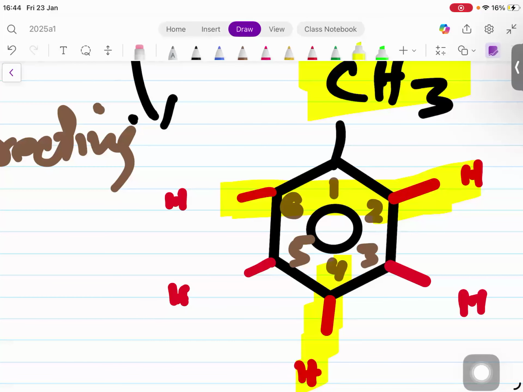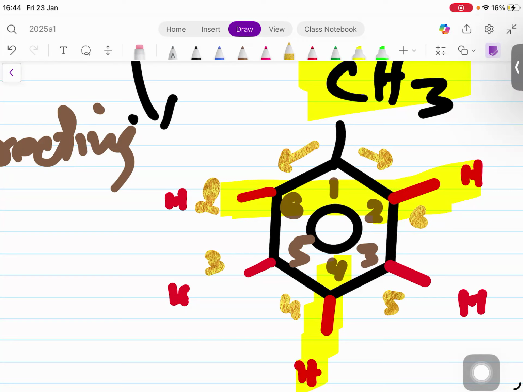6 is even 2 now, because these 2 positions are exactly the same. If I go numbering this side, then 2 is here. If we start numbering on this side, then 2, 3, 4, 5, 6, then this becomes 2. So I hope you understand what I'm trying to say. Both sides you consider as 2. So methyl is one of the groups. Why? I'll tell you later.